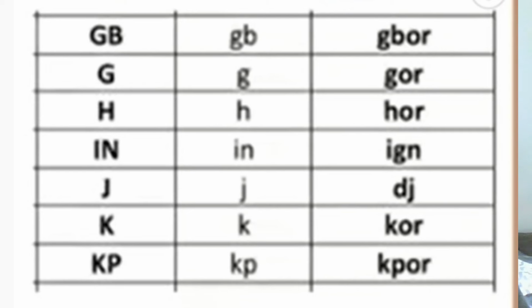The next letter is K, both in capital and lowercase, and the pronunciation in phone language is K. The next letter is K and P together, both in capital and lowercase, and the pronunciation is kp. So that's all for the second batch.